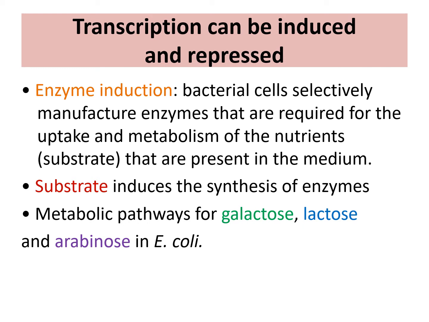For example, the metabolic pathways for galactose, lactose and arabinose catabolism in E. coli. In normal conditions, for example, with a nutrient like glucose present, all these enzymes for the catabolism of lactose and galactose will not be produced. When lactose is present in the medium, then only those enzymes are produced.